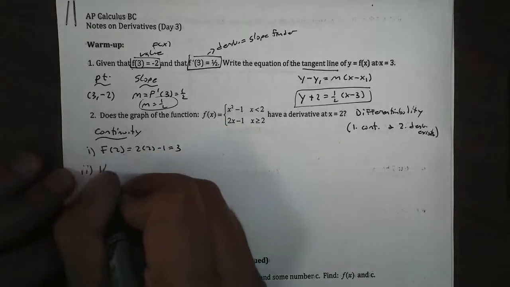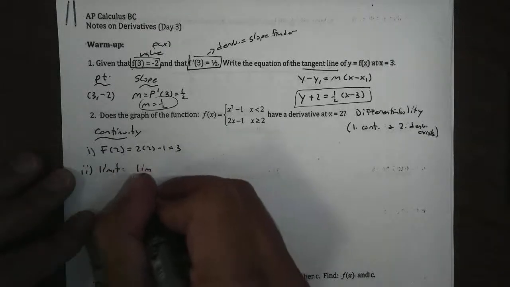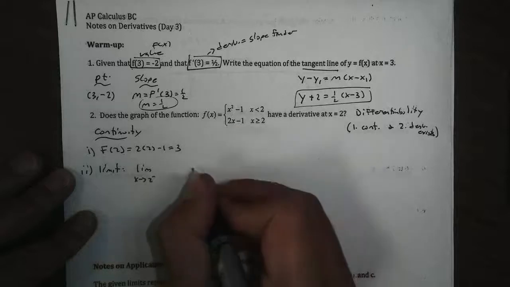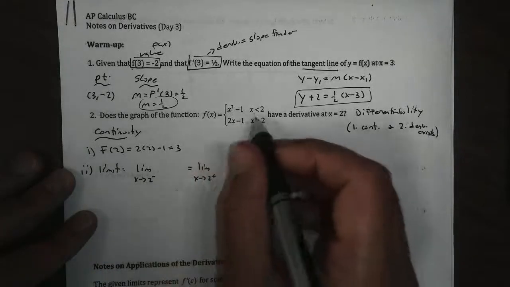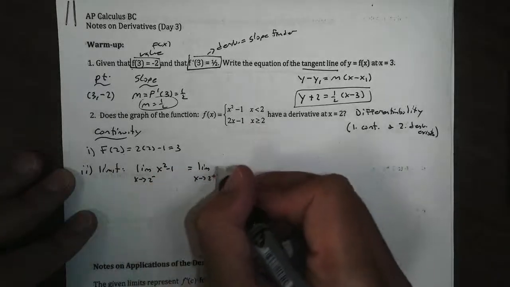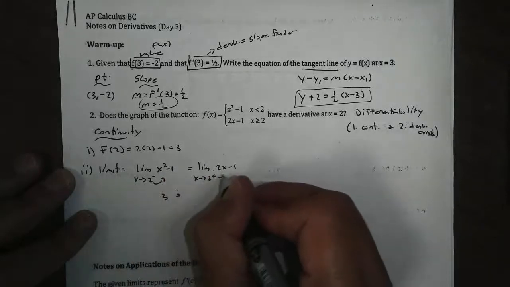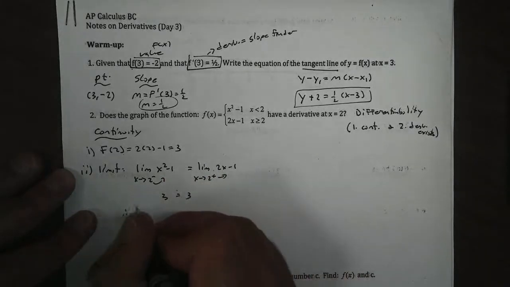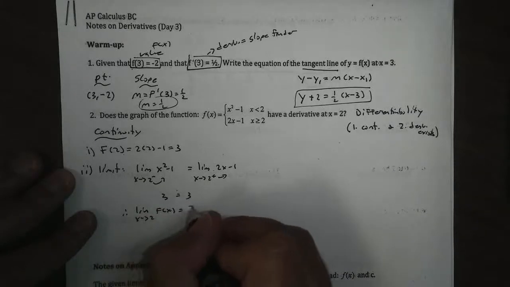Checking the limit, we're going to take the left and the right. This is a piecewise function, so we want to get the left and the right. On the left, we're approaching the top, that's this x squared minus 1. On the right, we're approaching the bottom function, 2x minus 1. Plugging in the 2's, we get 3 equals 3. So the limit as x approaches 2 of our function is 3.